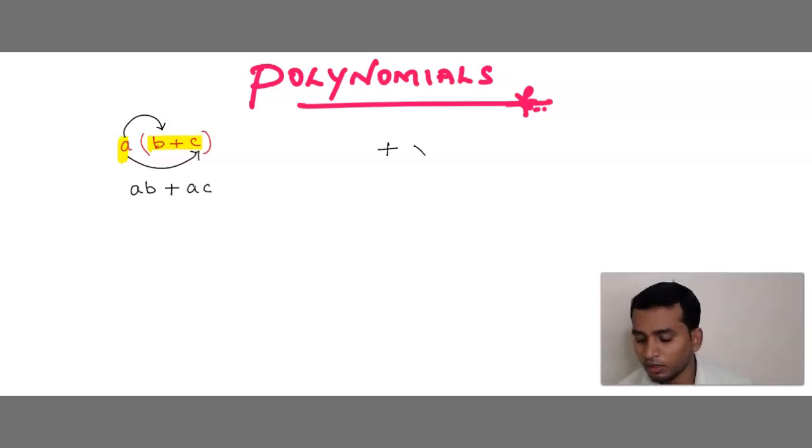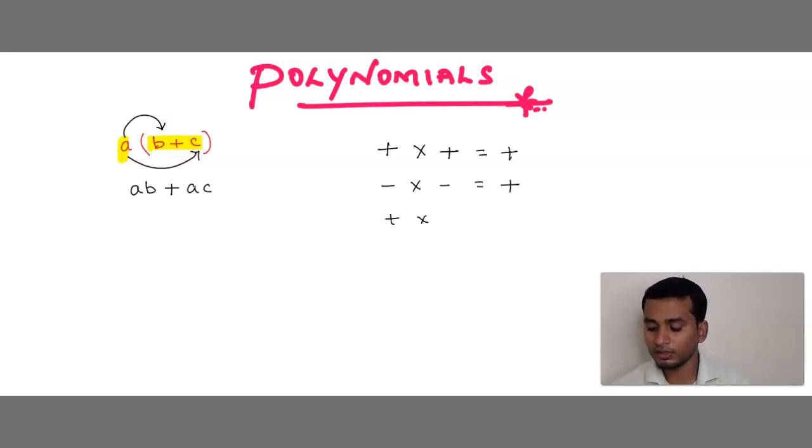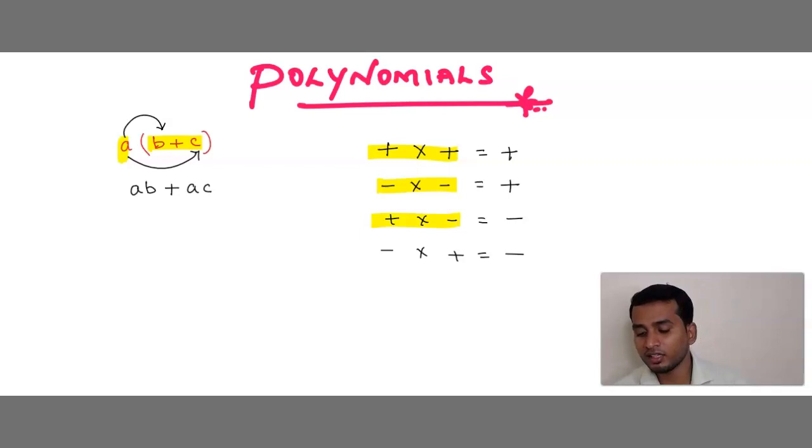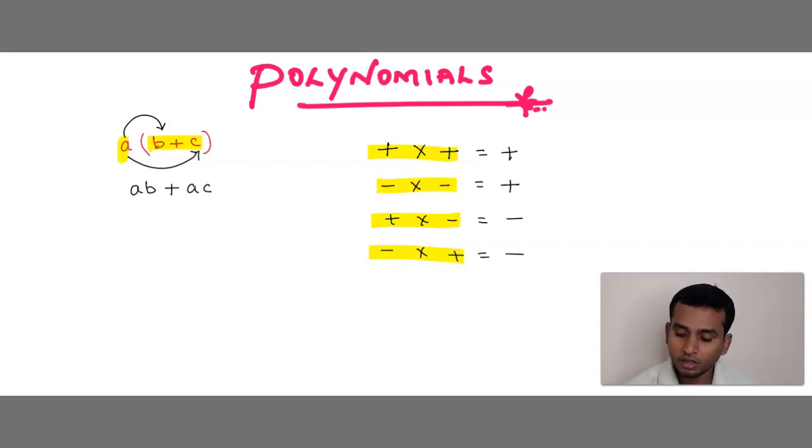Children, do remember, whenever we multiply two plus signs, that is plus into plus, it remains plus. Minus into minus is also plus. Plus into minus is minus. Minus into plus is also minus. Is this clear, students? That is, whenever we multiply these two terms, plus into plus is plus, minus into minus is also plus. If one is plus and the other is minus, it is minus. Again minus into plus is also minus. Done? Now let's see one more problem.